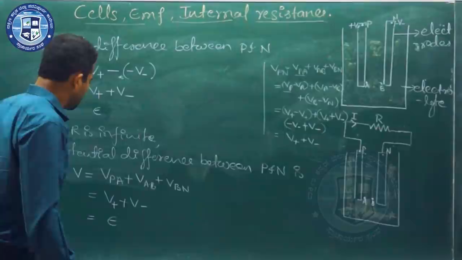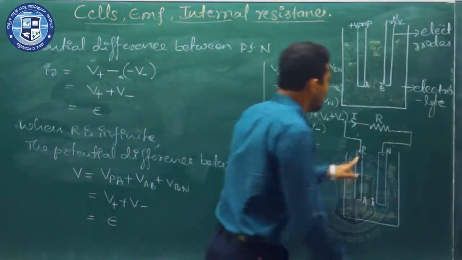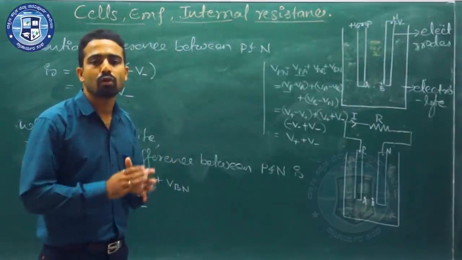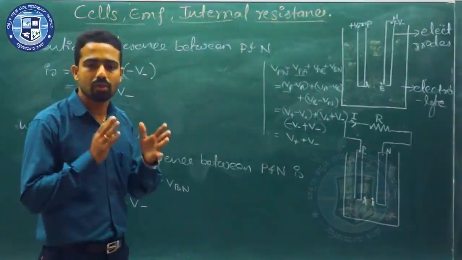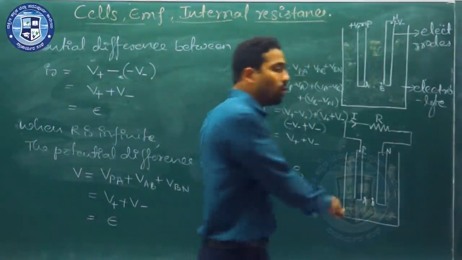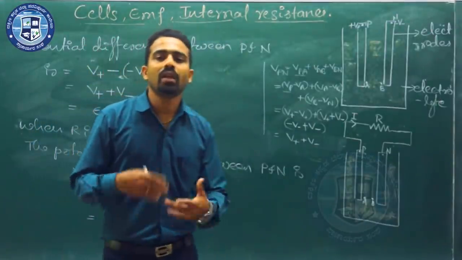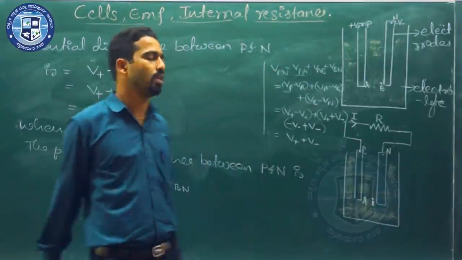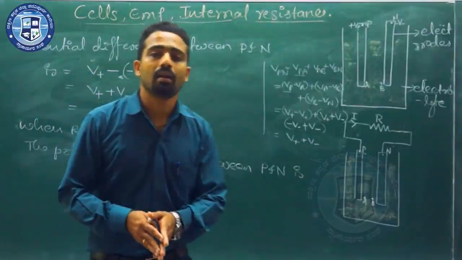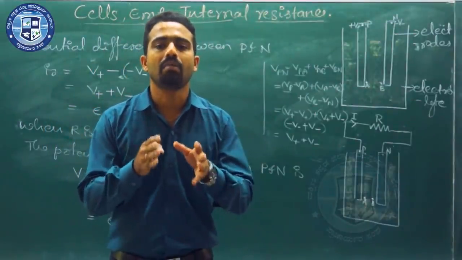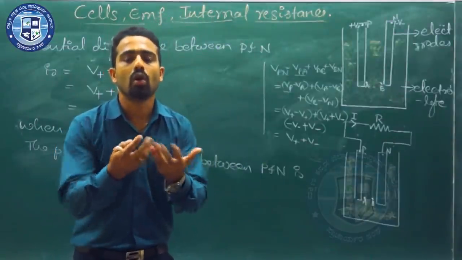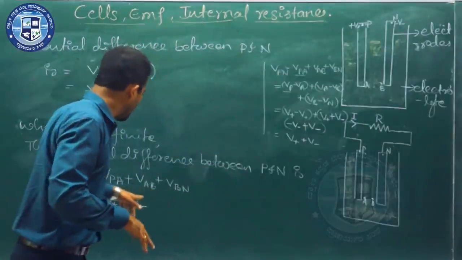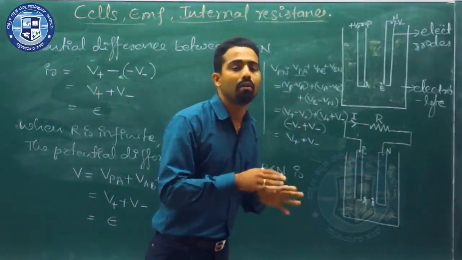Electromotive force means it is the potential difference between the positive and negative electrodes per cell when it is in open circuit. Then you should know the meanings of two words, open circuit and closed circuit, which we use most of the time in physics. Open circuit means something like a switched off condition. If you put the switch off, no current will flow. That means it is in open circuit. Closed circuit means a switched on condition, meaning the current will flow. So in the open circuit, no current will flow, and in the closed circuit, the current will flow.